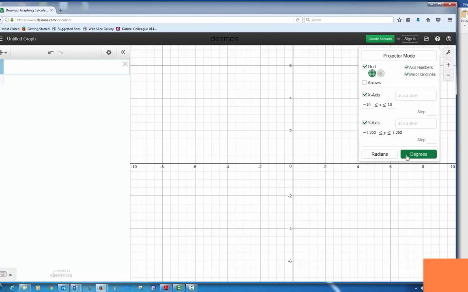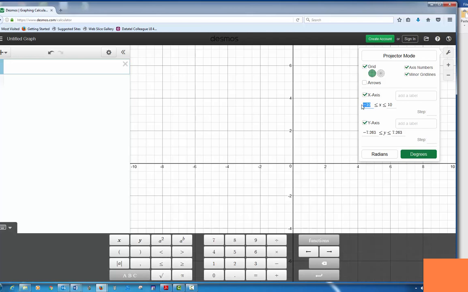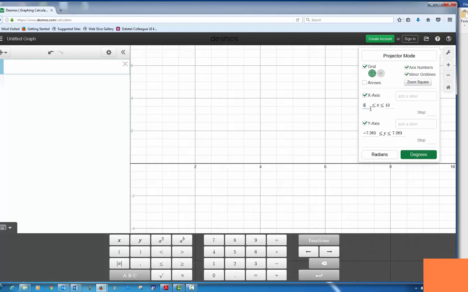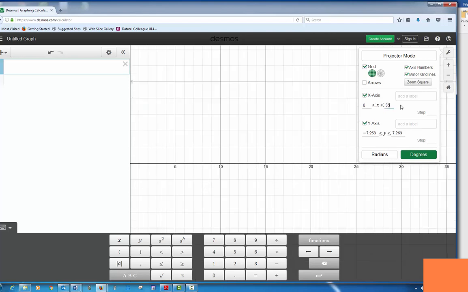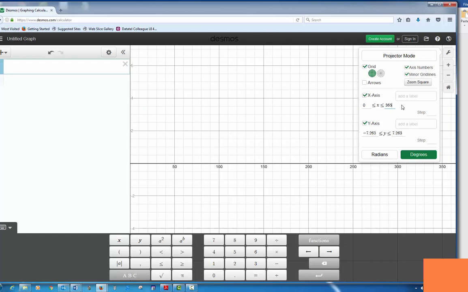If I opted for degrees, let's think about this for a minute. If I opted for degrees, the unit circle goes from 0 to 360. So I would do this. I could put 0 here, and I could put 360 here. I might even want to do 365 so that I could see all of it on my screen just as I'm looking at it.